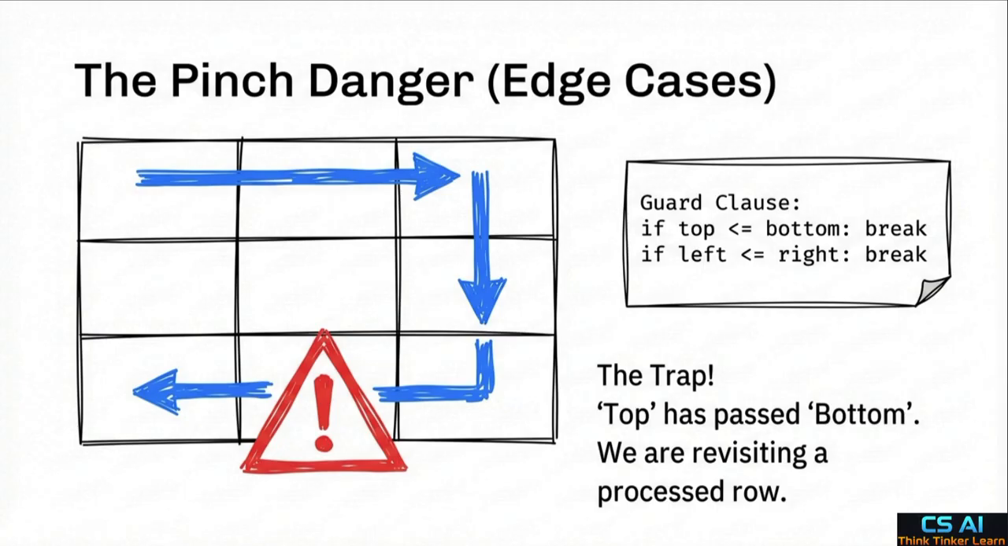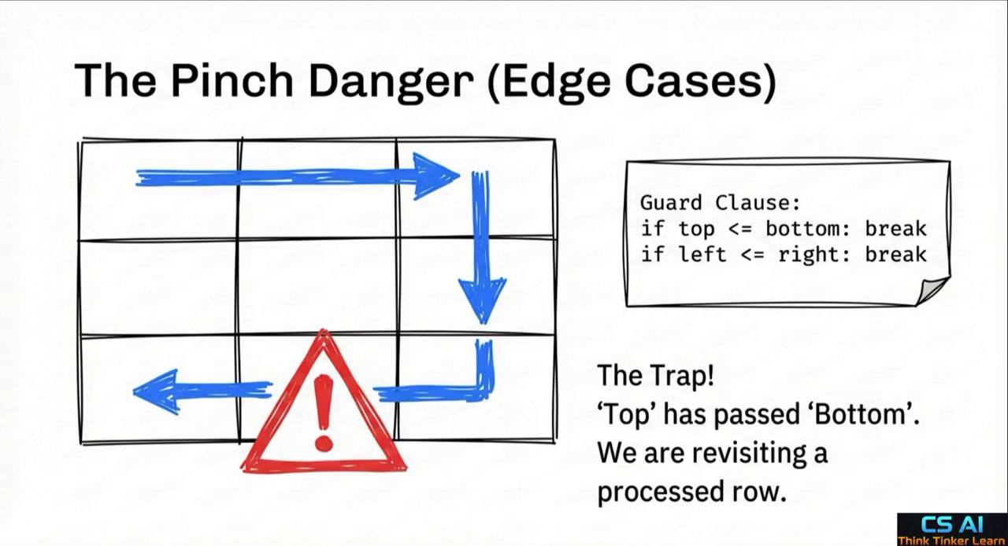Even with the four-step method, there is a pinch danger. This is a classic edge case that kills code in production. Imagine a matrix with only one row. Your top loop, or your first loop, processes that row and moves top down. Now top is actually below bottom. If your code doesn't check for this immediately, your third loop, the bottom row loop, will trigger and try to process the same row again, backwards.